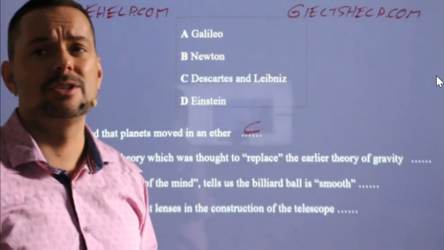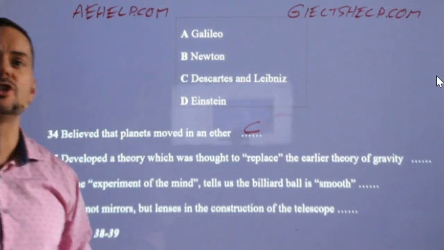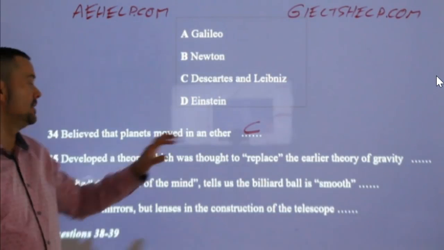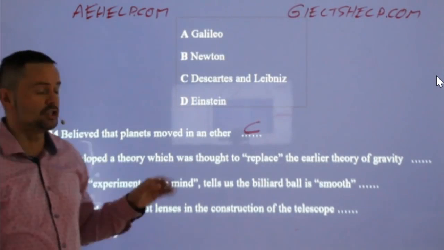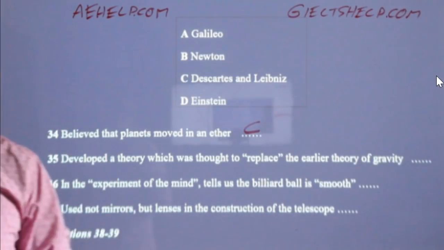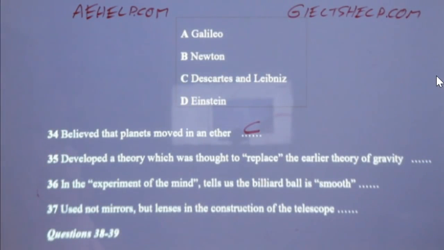Nurlan says, can I use the names instead of the letters on the answer sheet? No, Nurlan, absolutely not. If you write Descartes and Leibniz into blank 34 on the answer sheet, you will get that wrong. Thank you, Sana, for seconding my response there.